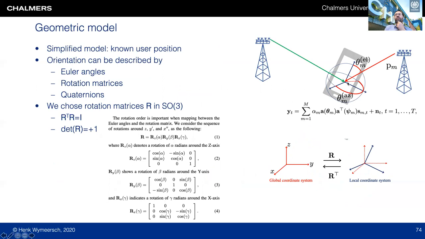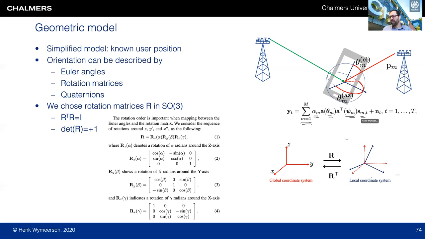So the user measures with its array angles of arrival, elevation and azimuth, that are shown here in the local frame of reference. So the measurement model at the user side is just as before, multipath, so one path from each base station with a complex gain, angle of arrival in the frame of reference of the user, angles of departure in the frame of reference of the base station, and transmitted signal plus noise.